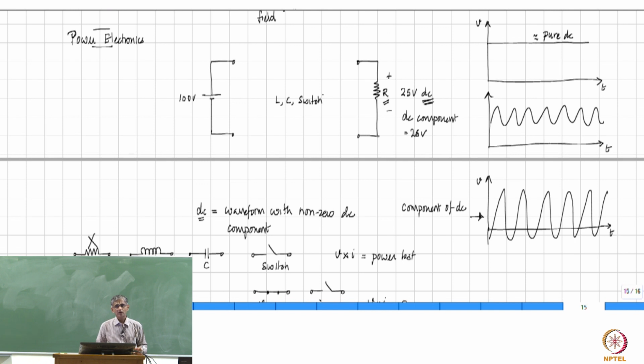Now we come to the philosophy of how you can design such a circuit. We have said that what we want is a DC component of 25 volts.